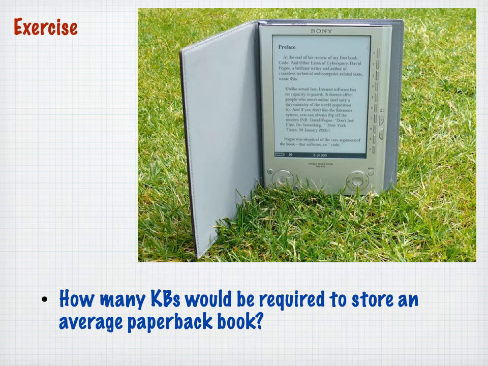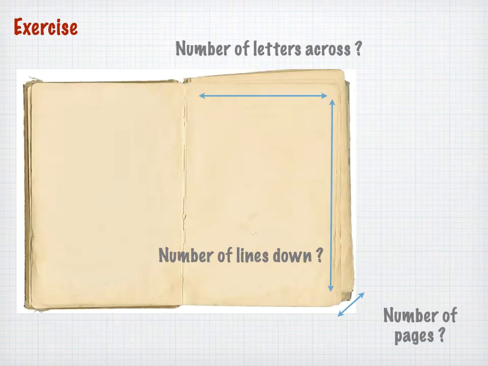So as an example, how many kilobytes would be required to store the information in an average paperback book? If you were to try and work that out, then you might go, okay, let's visualize a book. We know that there are a number of letters across, a number of lines down, and a number of pages. So what I'd like to do is just pause the video for a second and try and estimate how many of those there would be. How many letters across there would be in an average paperback book, how many lines down, and how many pages there would be. So just have a think about the numbers that you would come up with.